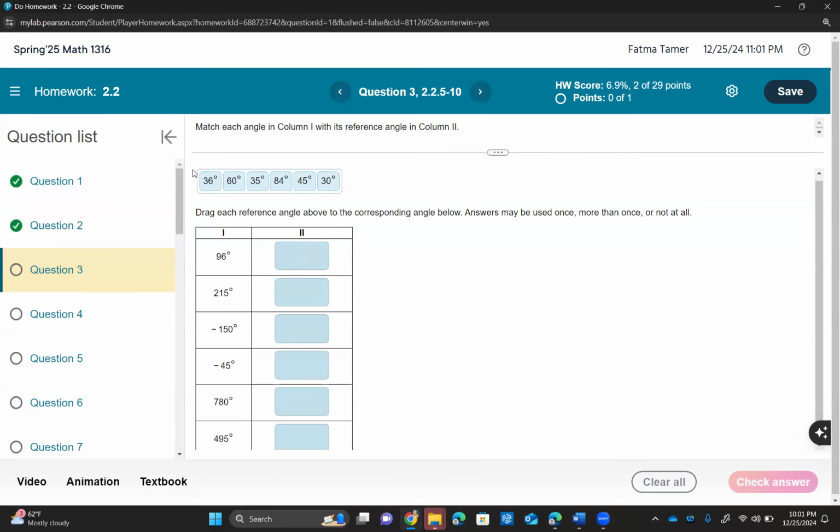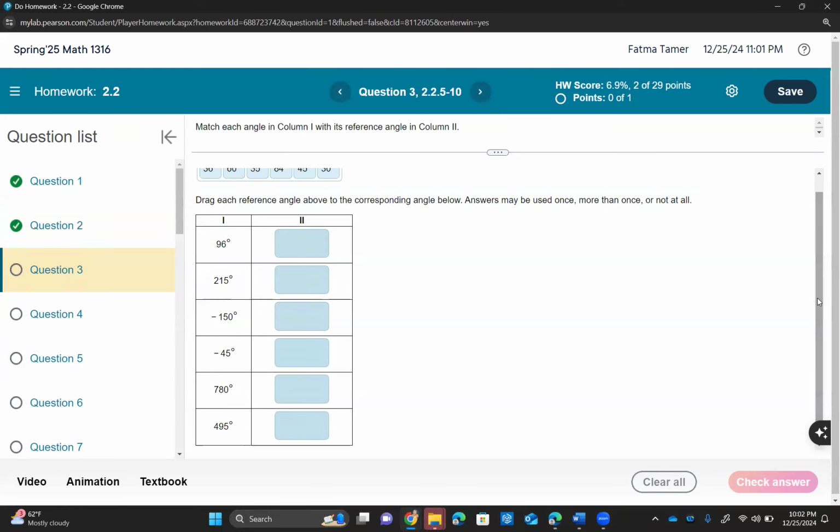So for question 3, match each angle in column 1 with its reference angle in column 2. So the reference angle is, again, if it is already a quadrant 1 angle, its reference angle is itself. If it's an angle in quadrant 2, you do 180 minus the angle. If it is an angle in quadrant 3, you do angle minus 180. And if it is an angle in quadrant 4, you do 360 minus the angle.